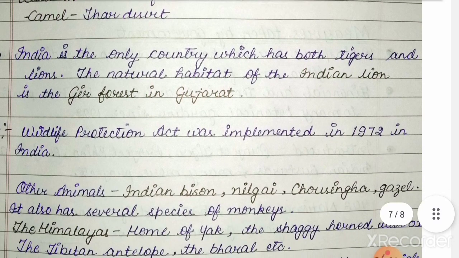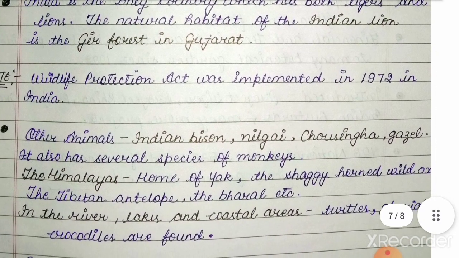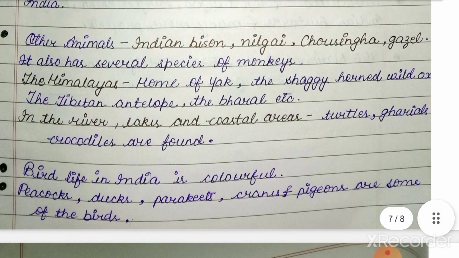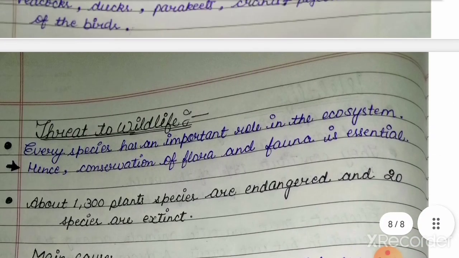India is the only country which has both tigers and lions. The natural habitat of the Indian lion is the Gir forest in Gujarat. Note that the Wildlife Protection Act was implemented in 1972 in India. Other animals are Indian bison, nilgai, hangul, and gazelle. So these are the points which I have written.